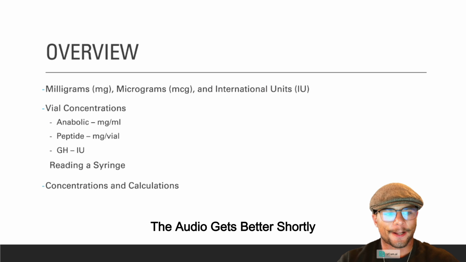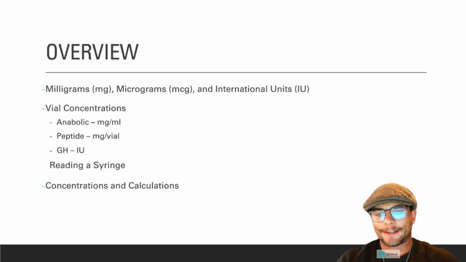So, the overview for this video. What are milligrams, mgs, micrograms, mcg, and international units, IUs? Vial concentrations. For anabolics, it is milligrams over milliliters. Peptides, it is milligrams per vial. And for GH, also insulin, is IUs or international units. We will also go over how to read a syringe and also go over the concentrations and calculations, how many milligrams you want to inject per week, and also how much volume per injection you do.